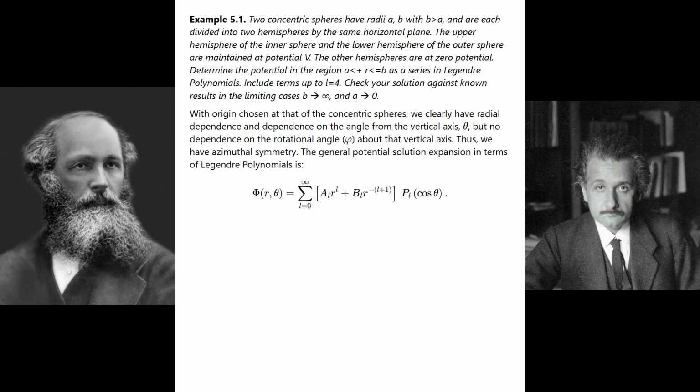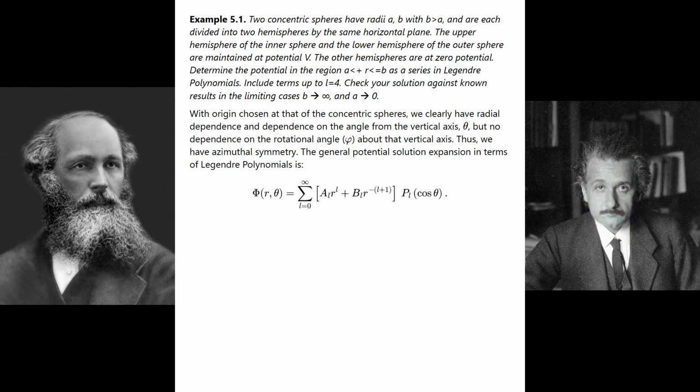Example 5.1. Two concentric spheres have radii a and b with b greater than a, and are each divided into two hemispheres by the same horizontal plane. The upper hemisphere of the inner sphere and the lower hemisphere of the outer sphere are maintained at potential V. The other hemispheres are at zero potential. Determine the potential in the region a less than r less than b as a series in Legendre polynomials. Include terms up to ℓ equals 4. Check your solution against known results in the limiting cases b going to infinity and a going to 0.